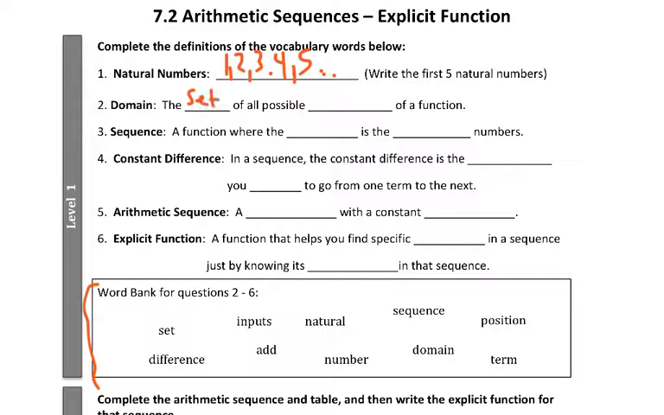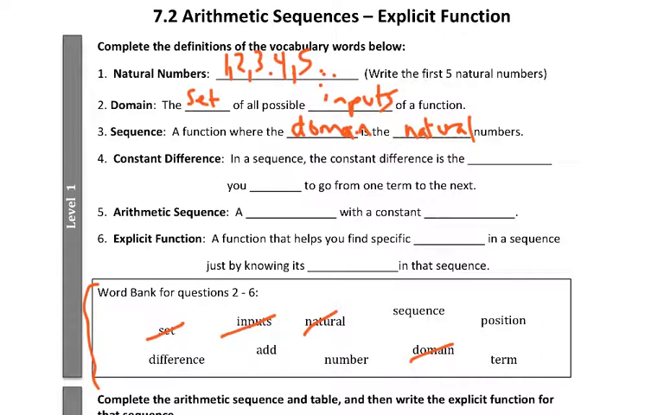The domain, we've talked about domain and range before in the last unit. It's the set of all possible inputs of a function. Now, a sequence is a function where the domain is the natural numbers. So what I'm telling you there is we're going to have a function, but the only possible inputs that we can have are going to be 1, 2, 3, 4, 5, 6, and so on. We can't have any negatives, no fractions, no whatever. You guys are going to love that.